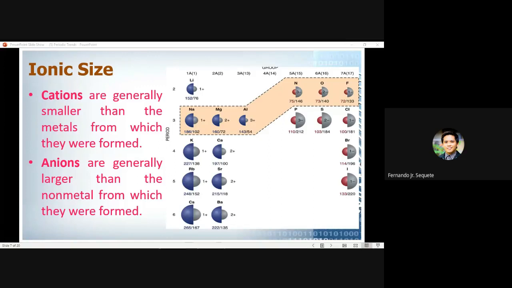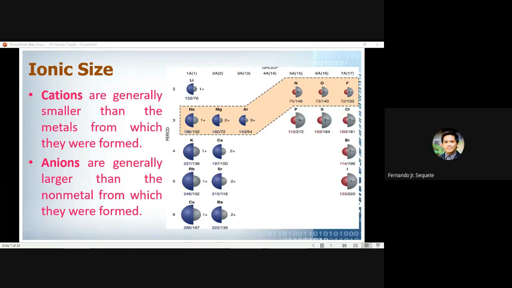Very good. Meaning to say, if the number on your exponent side goes higher, its value also becomes smaller. Okay? So if you have Li10+ and Li100+, Li10+ is still larger compared to Li100+. It is because the more cationic the element becomes, the smaller it gets. Okay, got the idea? Yes, sir.